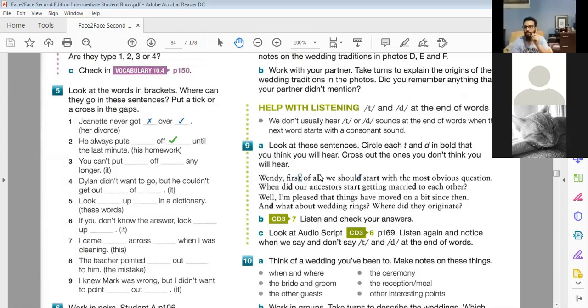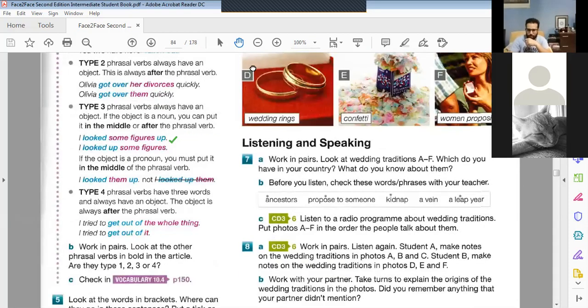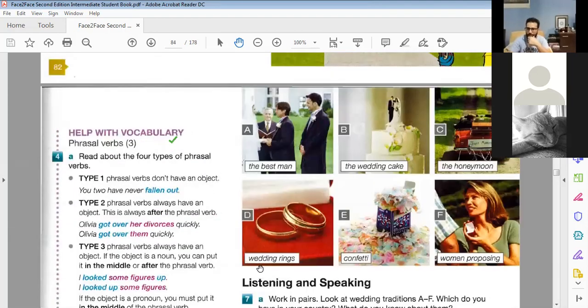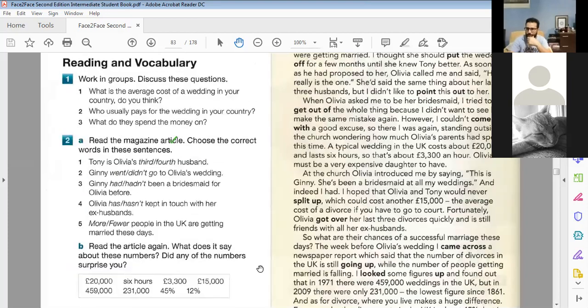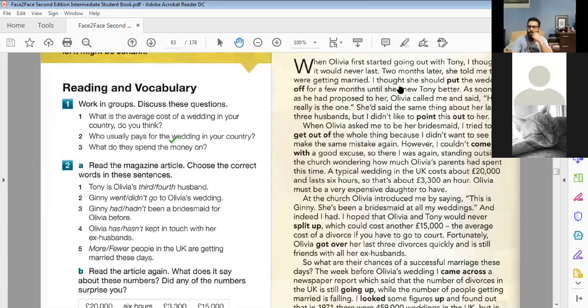If you're not sure, let me scroll up to show you the rule so you can check. Lala, I'm not sure. Scroll up, please. Okay, let's check. Where did we put it? We don't have pull up. Puts off. We have puts off. So we went back to the article itself. Put off. Can you see how she used it in the third sentence? She should put the wedding off. So here in this example, they put the object between the phrasal verb and its particle.